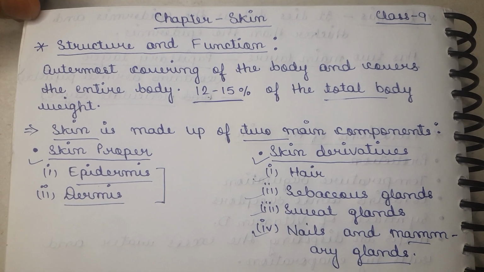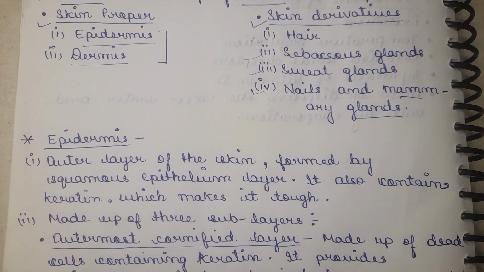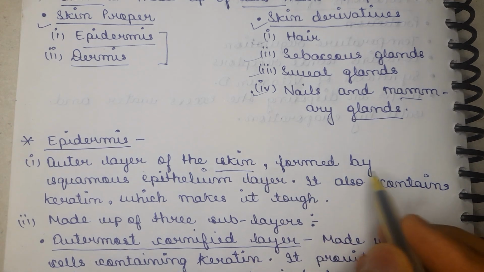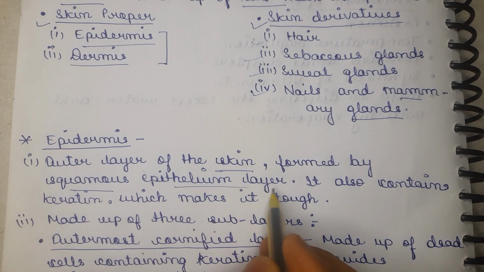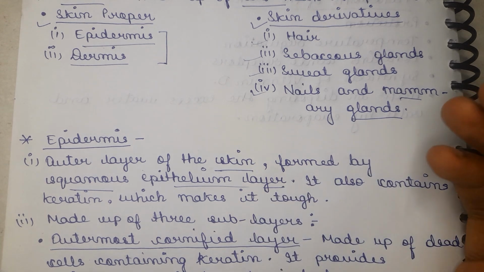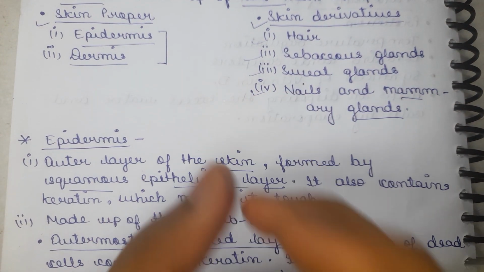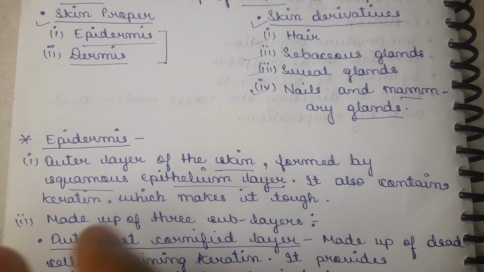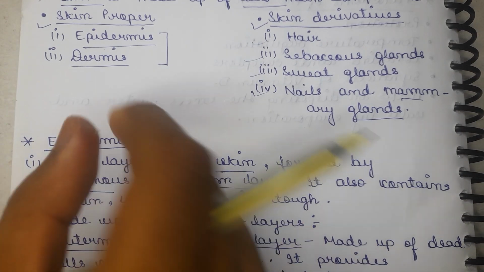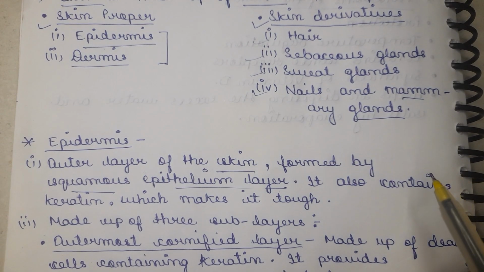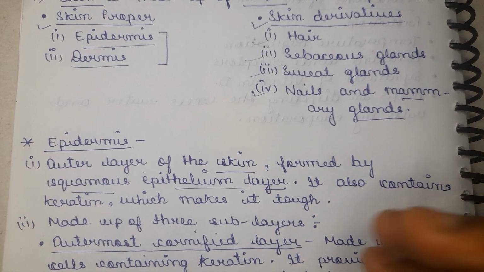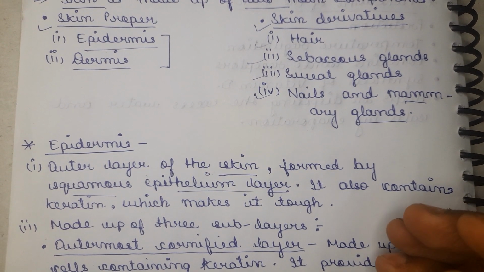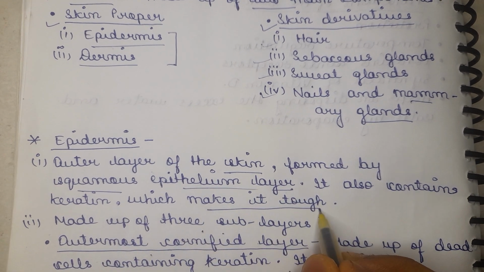So starting with the topic of the skin proper, the first one is the epidermis. So what is the epidermis? The epidermis is the outermost layer of the skin, which is formed by stratified squamous epithelial tissue, arranged in horizontal layers. If you see the diagram of the skin, you will find that all the epithelial tissue has been arranged in a horizontal way like this. It is also considered to be lifeless tissue as it lacks any blood vessels, and it also contains keratin, which makes it tough.